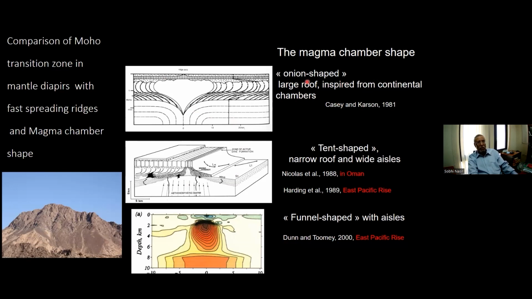One of them is the onion shape with a large roof, inspired from continental chambers, or we have the tent shape with a narrow roof and wide aisle. And this is typically in Oman, and the other example is found in the East Pacific Rise. Besides, we have the funnel-shaped chamber. Mostly, it's found in the East Pacific Rise also.